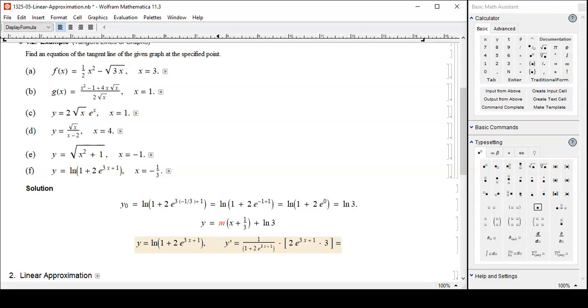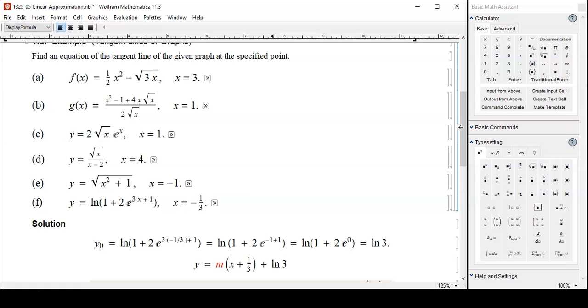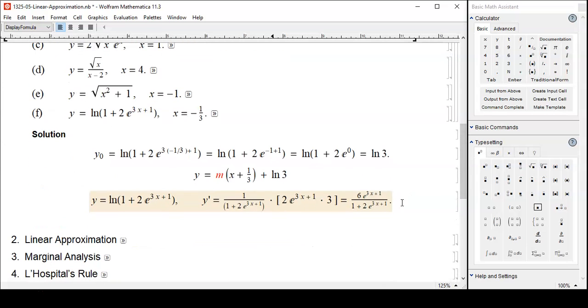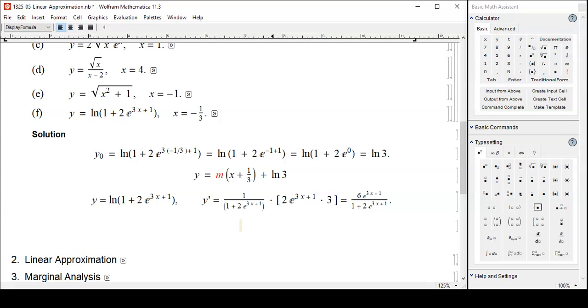If you simplify everything, you're going to get, let's see, 2 times 3, that's 6 exponential of 3x plus 1 divided by this one, 1 plus 2 exponential of 3x plus 1. A little bit bigger font will help. That's a derivative. Oh, what a challenge. Now let's plug in x equals -1/3. And looks like that's going to make this thing very, very simple because we have e to the 3x plus 1 there.